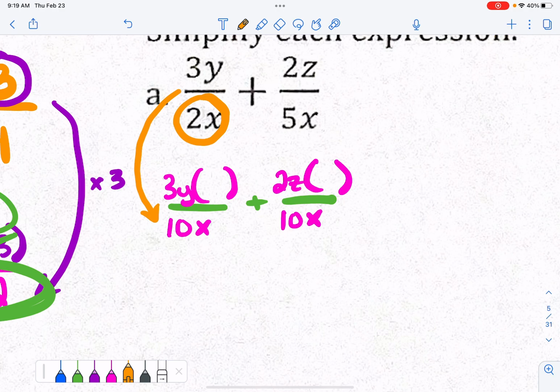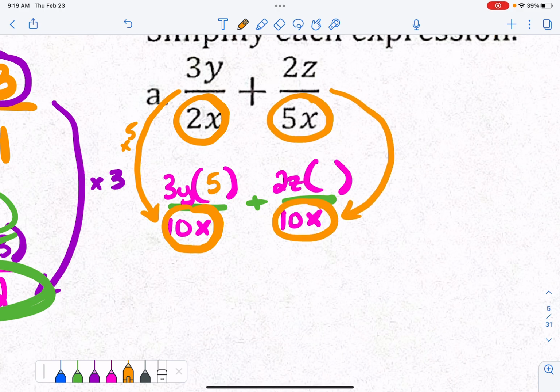So to get from 2x to 10x, we multiplied by 5, so I'm going to take it times 5, right? 2x times 5 will give me 10x, so that's what I'm going to multiply the 3y by. Then for this one, what did we multiply 5x by to get 10x? We multiplied by just 2, right? Times 2, so I'm going to take the top number times 2.